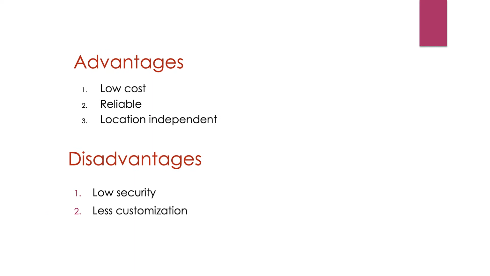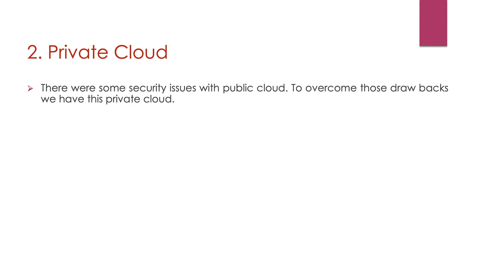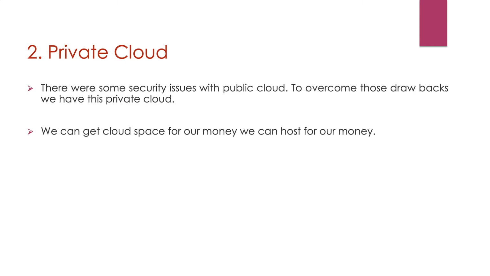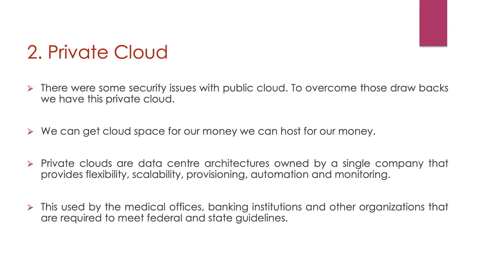The next one is private cloud. In public cloud, there is no limitation. You can access any resources and any services at any time. But there were some security issues with public cloud. To overcome those drawbacks, we have private cloud. In private cloud, we can get cloud space for our money. This can be used by an individual or an organization. Private clouds are data center architectures owned by a single company that provide flexibility, scalability, provisioning, automation, and monitoring. The data centers can be on premises or off premises. It is not shared with another organization. If the data center is shared, that is a virtual private cloud.